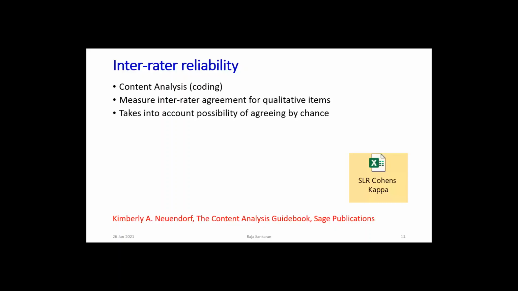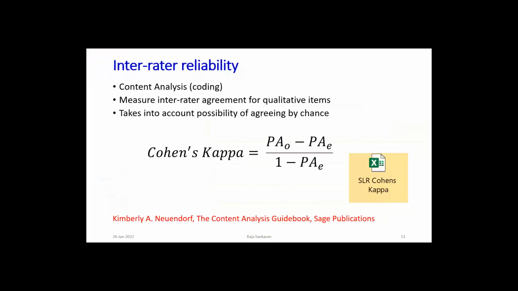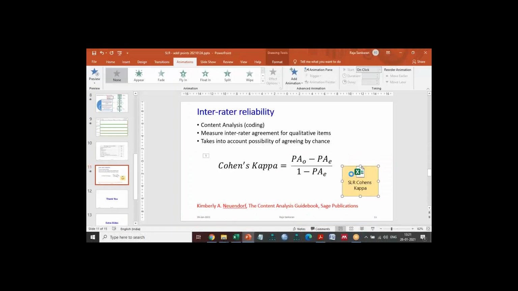Okay, so let me go through a quick one. Before that, let me tell you the formula as well. As I said, I've got a very quick calculation to demonstrate how we arrive at these figures. I'll also explain what these are. For the benefit of all, the Cohen's Kappa calculation is PAO minus PAE upon 1 minus PAE. I'll demonstrate what each one of them means and how we do that.